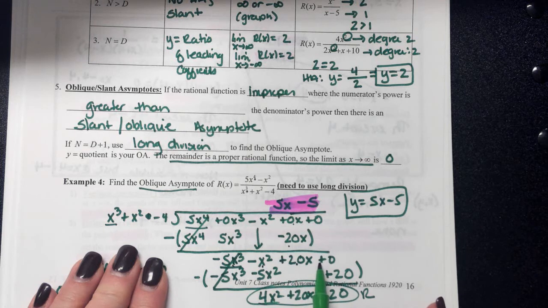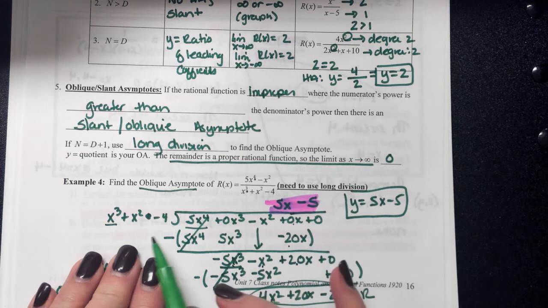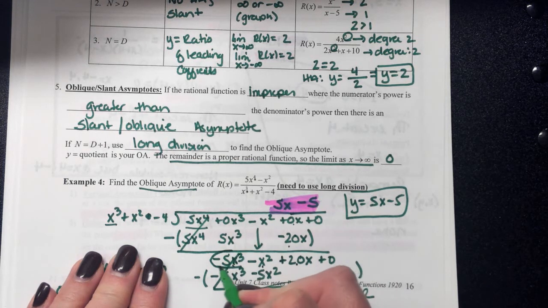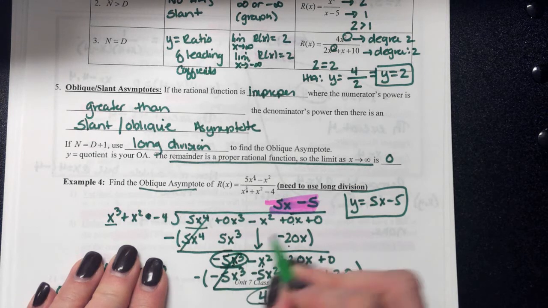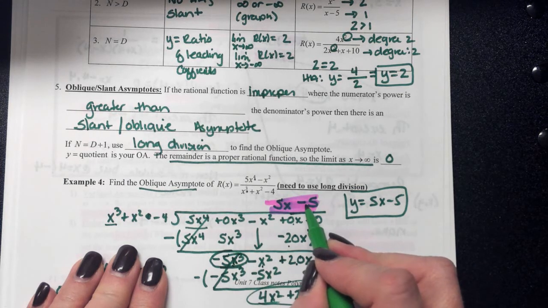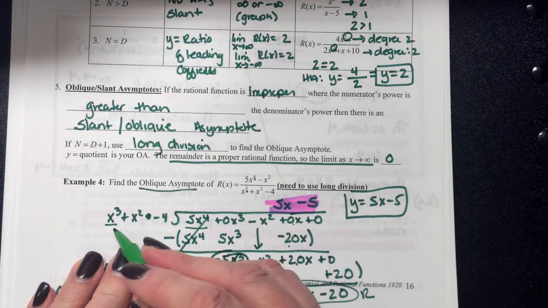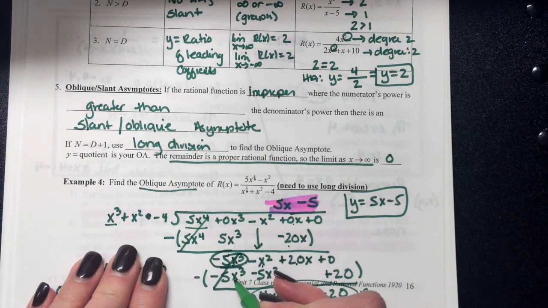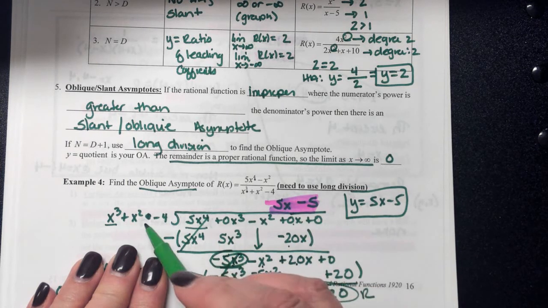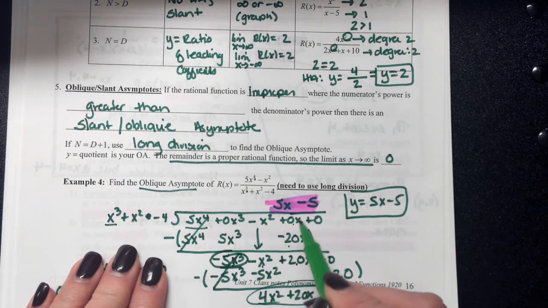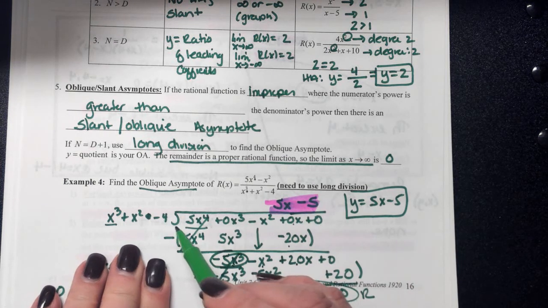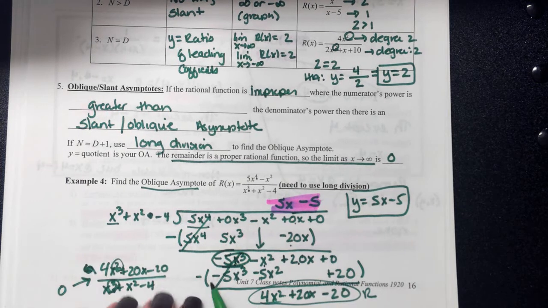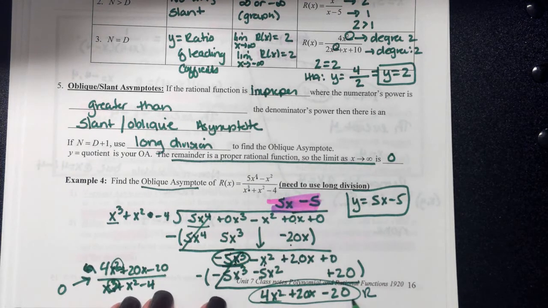Bring down my 0. I can then take x to the third and divide it into negative 5x to the third, which will give me my minus 5. I can multiply again. Negative 5 times x to the third is a negative 5x to the third. Negative 5 times x squared is a negative 5x squared. Negative 5 times negative 4 is a positive 20. Subtract again. This is my remainder.